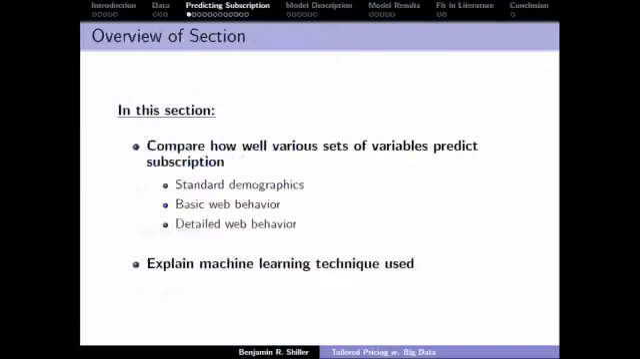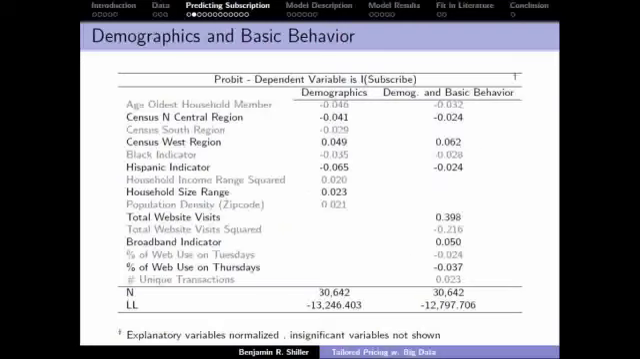So this is the first step I was saying. I'm going to show how well these different data sets predict whether or not someone is a Netflix subscriber. So the first thing I do is I just run some binary probits to predict whether or not someone is a subscriber on the demographics, and then the demographics and the basic web behavior variables.